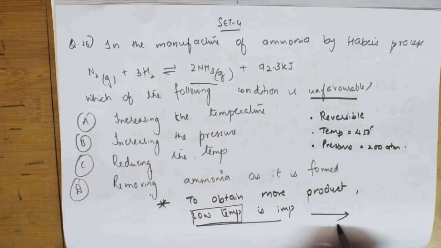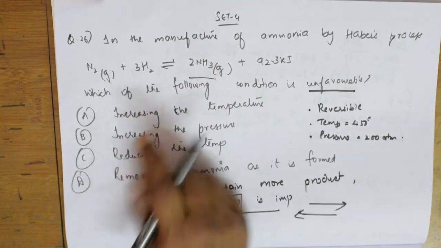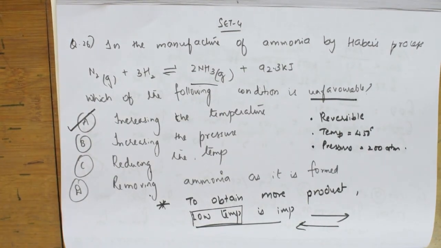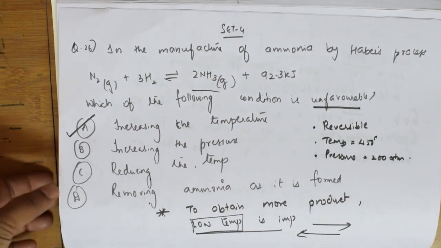I said the product, means it goes in the reverse order. That's why the unfavorable condition in Haber's process is option A. So if temperature is increased, as I told you, the yield of ammonia will become less. That done. So let's come back and see one more question.